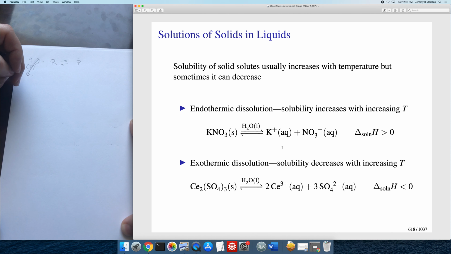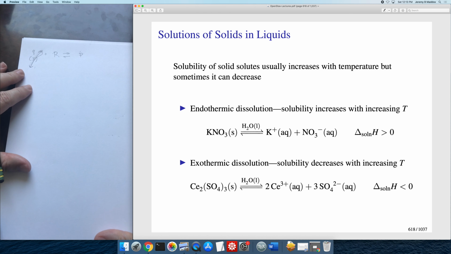When you decrease the temperature, it's like pulling towards the reactants. And so when you pull towards the reactants, that's going to decrease the amount of dissolved ions. That's going to decrease the solubility of the potassium nitrate. So for an endothermic reaction, if you increase the temperature, you dissolve more compound. Sorry, if you decrease the temperature, you dissolve less compound.